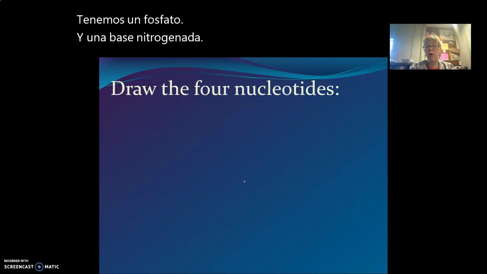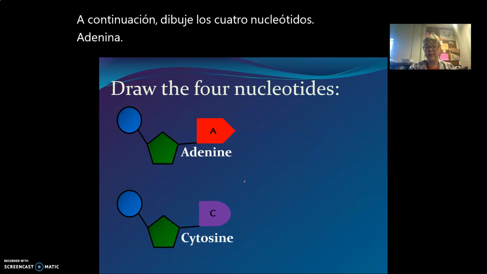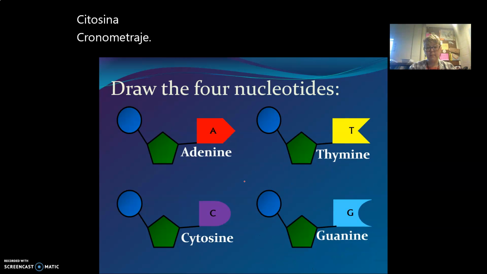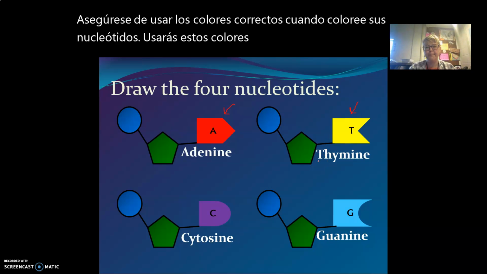Next, draw the 4 nucleotides: adenine, cytosine, thymine, and guanine. Make sure to use the correct colors when you color your nucleotides. You will use these colors in your final diagram.